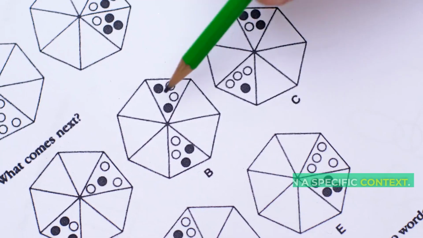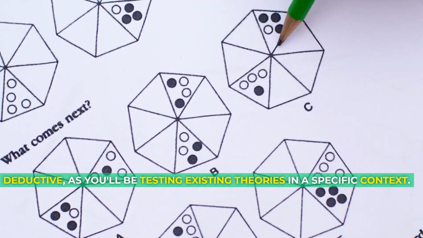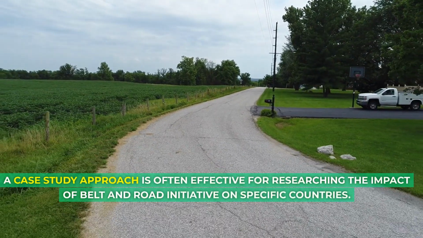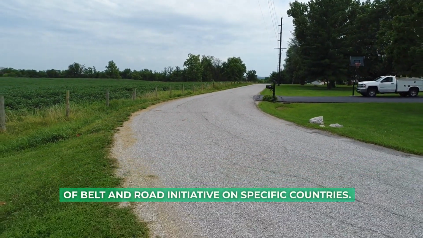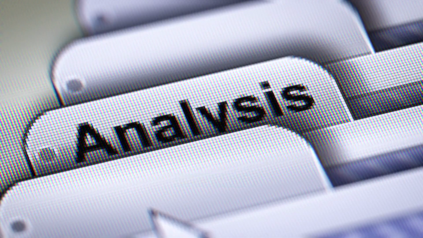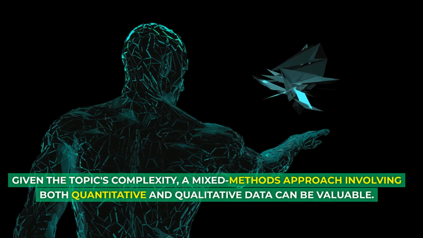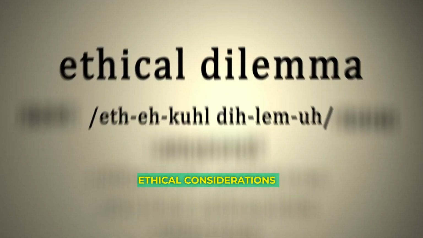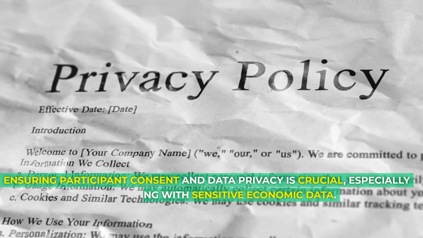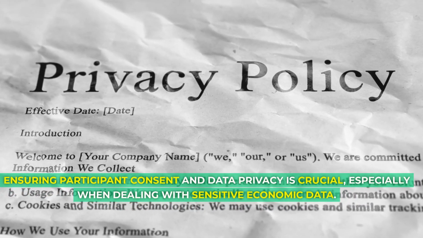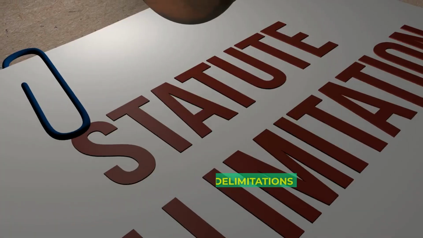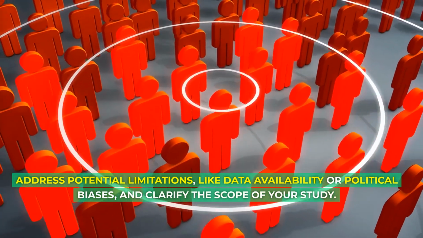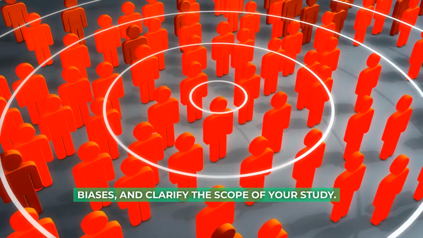Research approach. Deductive, as you'll be testing existing theories in a specific context. Research strategy. A case study approach is often effective for researching the impact of Belt and Road Initiative on specific countries. Data analysis. Given the topic's complexity, a mixed methods approach involving both quantitative and qualitative data can be valuable. Ethical considerations. Ensuring participant consent and data privacy is crucial, especially when dealing with sensitive economic data. Limitations and delimitations. Address potential limitations like data availability or political biases, and clarify the scope of your study.